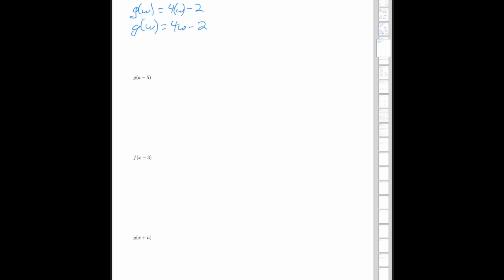So 4w minus 2. To find g of a minus 5, plug a minus 5 in for x. So that's g of a minus 5 is 4 times a minus 5 minus 2. So we just replace the x in g with a minus 5. We distribute and get 4a minus 20 minus 2. And then we combine like terms to get 4a minus 22.